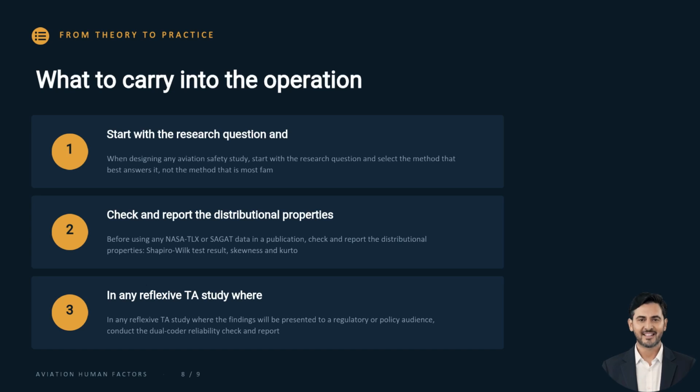From theory to practice, 3 habits. When designing any safety study, start with the research question and select the method that best answers it, not the one most familiar. Before publishing NASA-TLX or SAGAT data, check and report the distributional properties, including normality, skewness, and kurtosis. And in any reflexive thematic analysis destined for a regulatory audience, conduct and report the dual-coder reliability check.